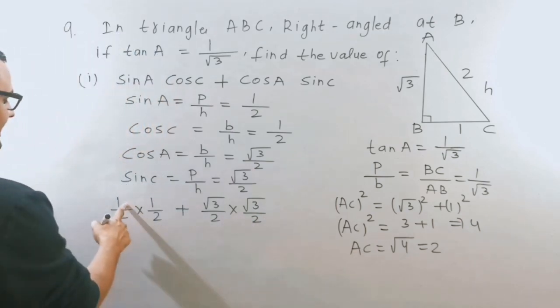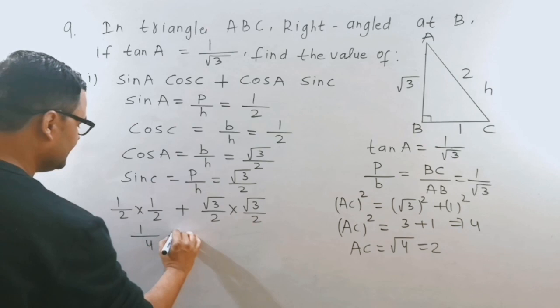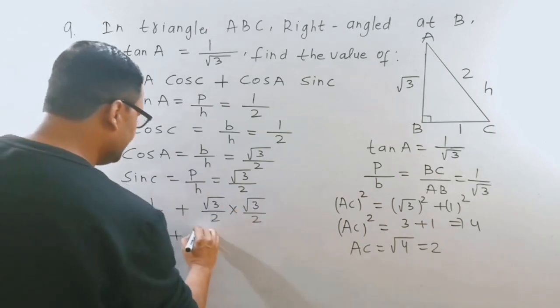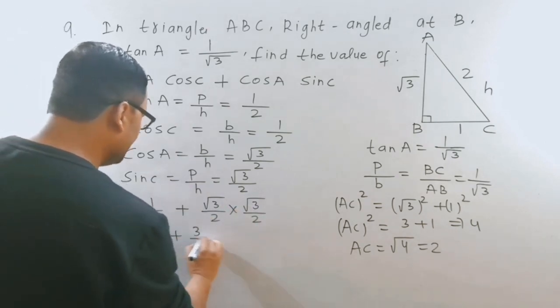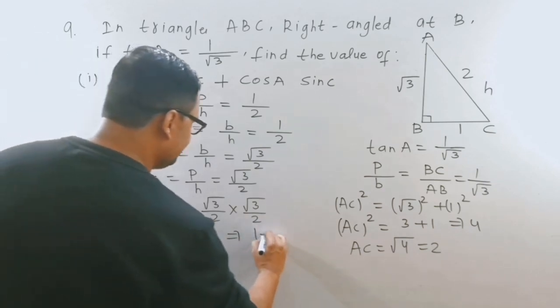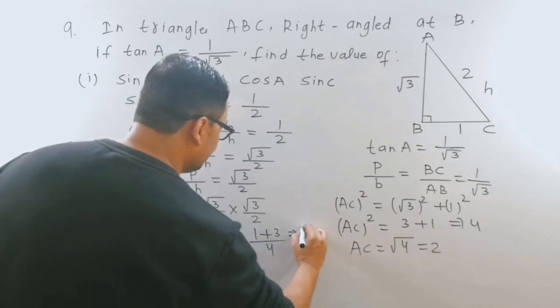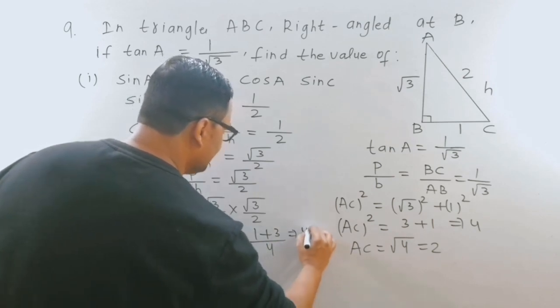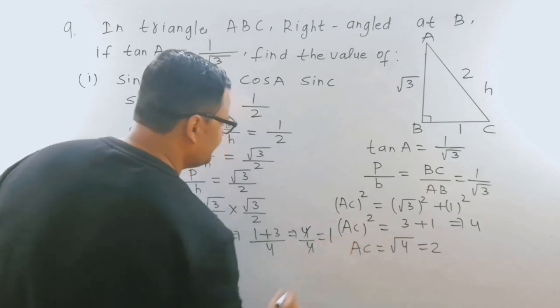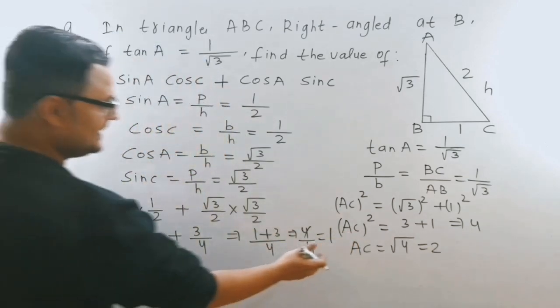Now when we simplify, 1 into 1 is 1, 2 into 2 is 4, plus root 3 into root 3, that is 3, and 2 into 2 is 4. Now when we simplify, we have like fractions, 1 plus 3 by 4, that is 4 by 4, and when we simplify, we got 1. So for the ninth main first one, the answer is 1.